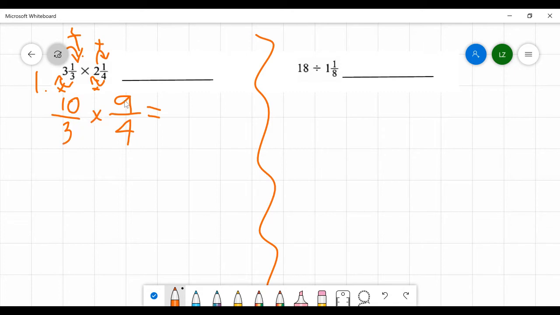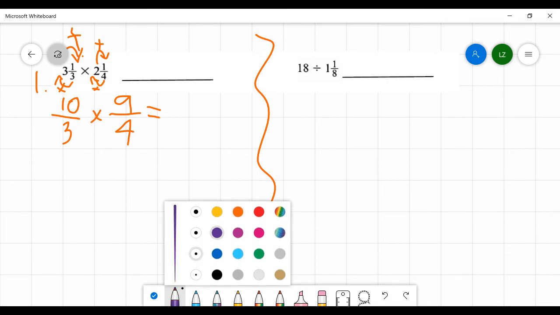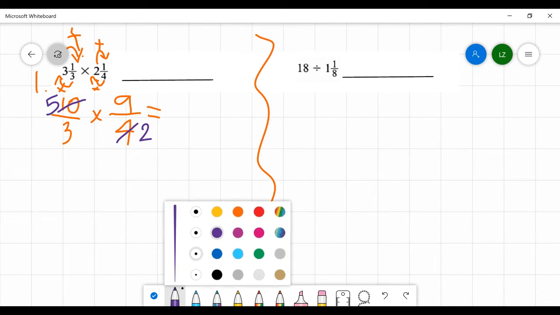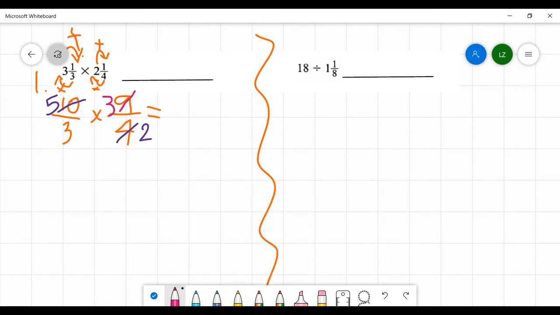Now from here, you could look crisscross to see if there's any numbers that could be divided out to make it an easier multiplication problem. So if you look at 10 and 4, you'll notice that you can divide 2 out of both of those numbers. So 10 divided by 2 is 5, and 4 divided by 2 is 2. And then again, if you look at 3 and 9, you can simplify there as well. So you could divide a 3 out. 9 divided by 3 would give you 3, and 3 divided by 3 would give you 1.